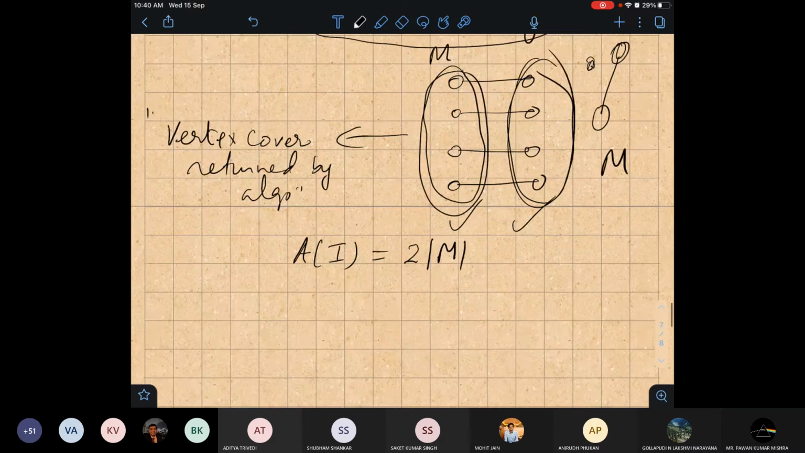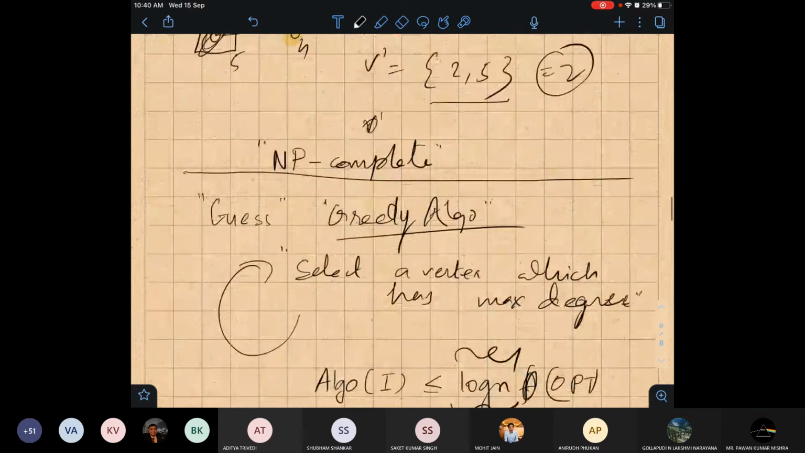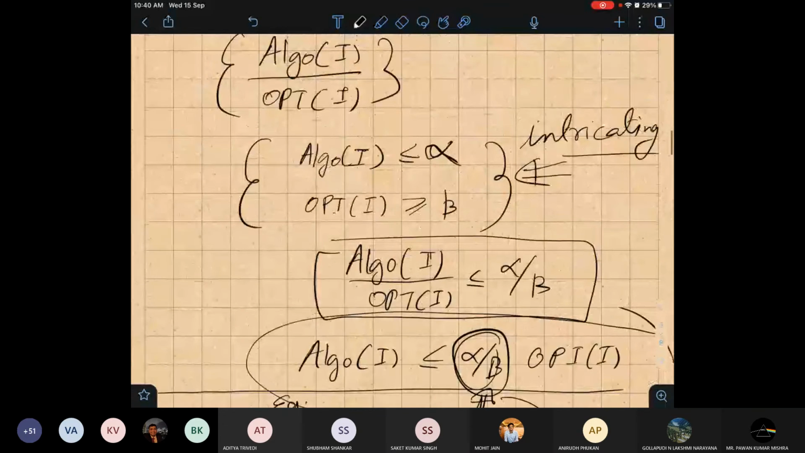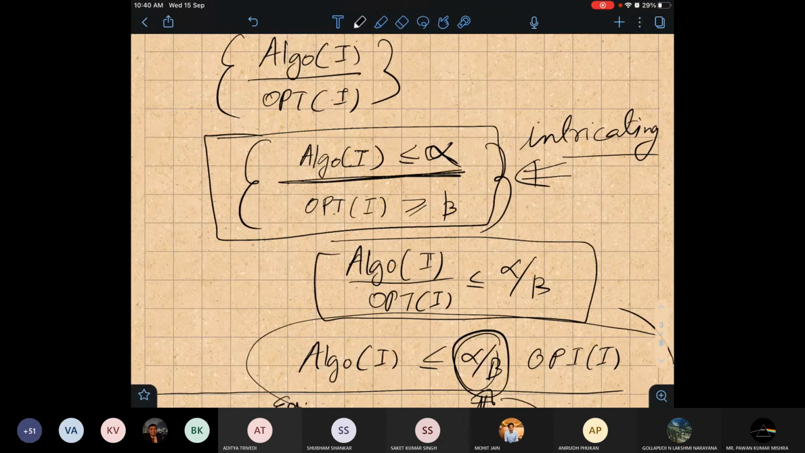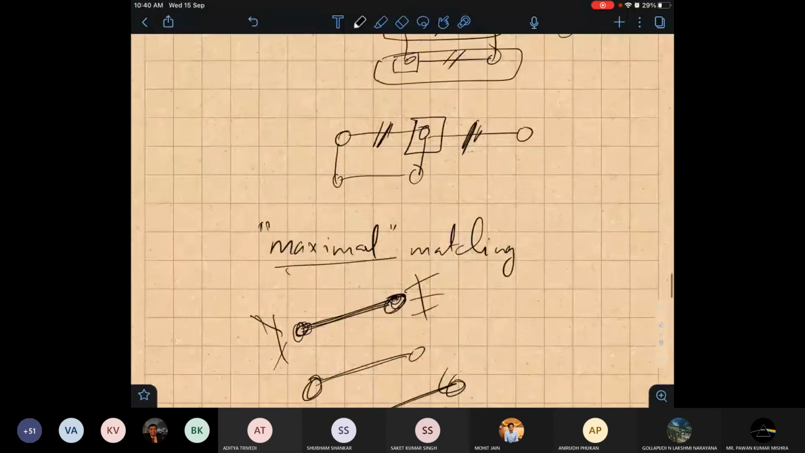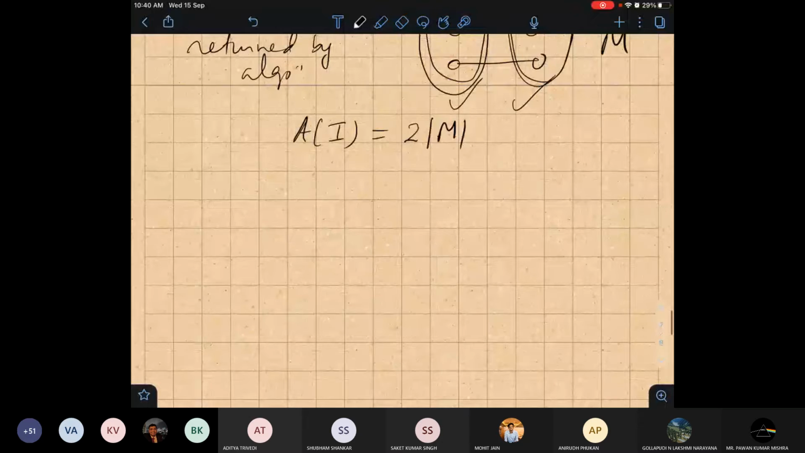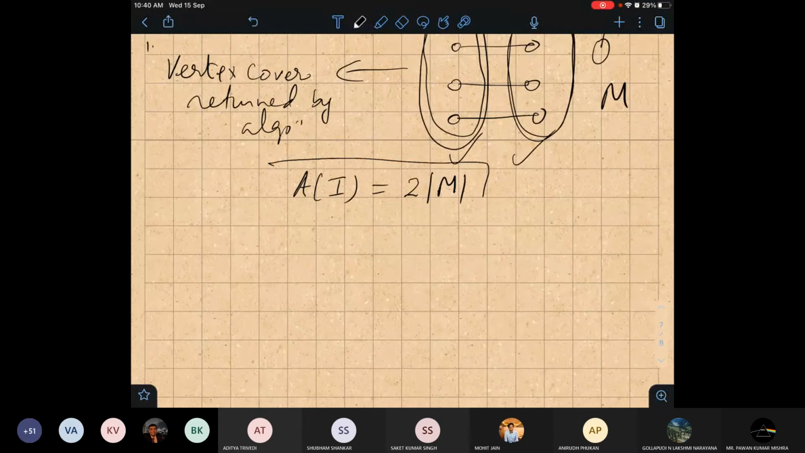Now tell me, I have explained that we need to find 2 types of inequalities, algorithm with algorithm and optimal. Then only can we say it is a 2-factor or 4-factor or something. So now we have one kind of inequality, where we say that the algorithm is twice the maximal matching.